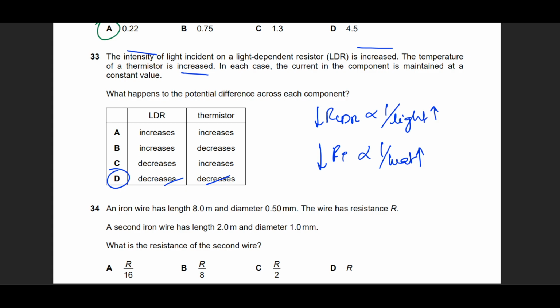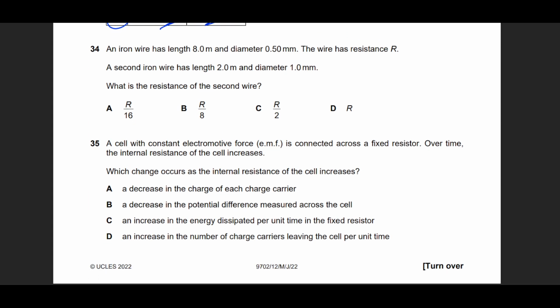And of course, if the resistance decreases and the current is constant, by the way, right? So V equals IR. If you're maintaining a constant value of I and you're decreasing resistance, after multiplying, the value of voltage will start decreasing. So that's why the voltage decreases, or appears to decrease at least. Question number 34.